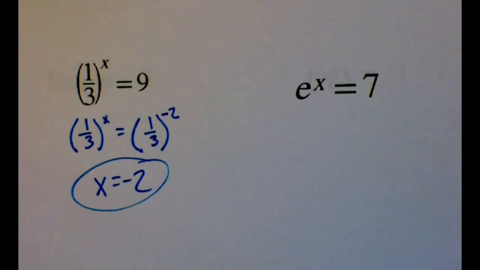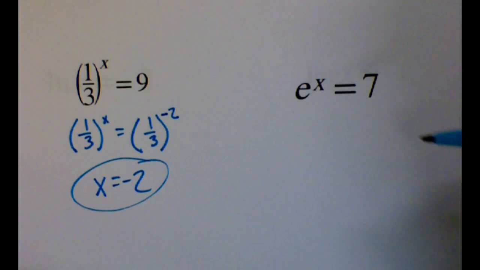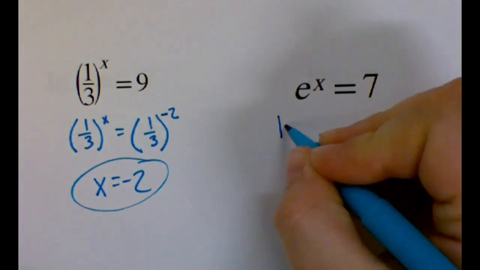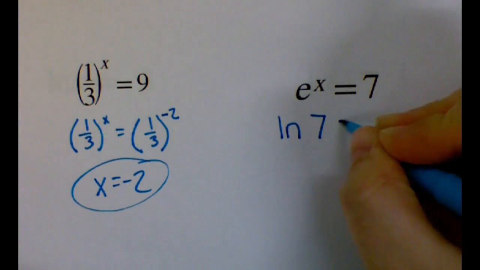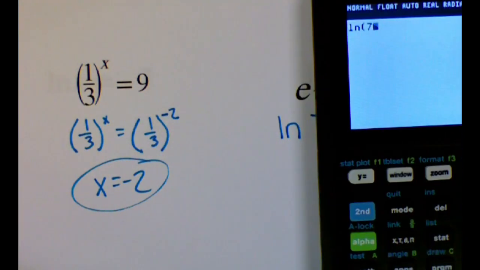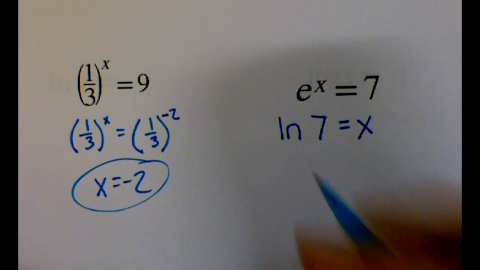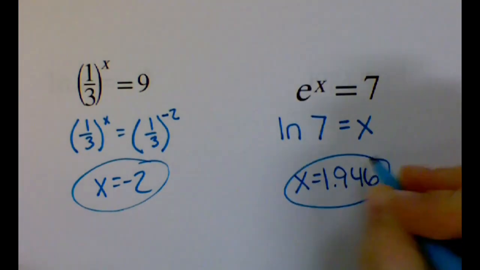There we are. E to the x power equals 7. Well, I don't know how to write 7 as a power of e. But I do know that I can rewrite this as a logarithm. A log with a base of e, which is a natural log, of 7 equals my exponent of x. I could say x equals the natural log of 7, or plug that in my calculator. X is approximately 1.946.